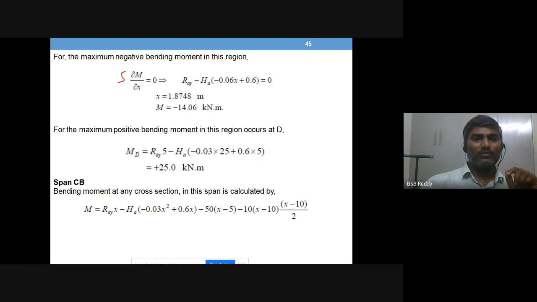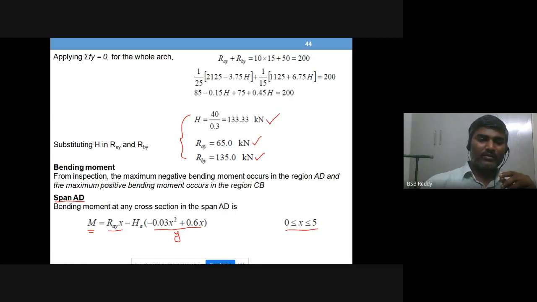So what do you do? dMx by dx is equal to 0. So differentiating that equation, RAY is constant 65, dou by dou x of x is 1, and HA is 133.33, x square differentiates to 2x, and x differentiates to 1. So that is written here.